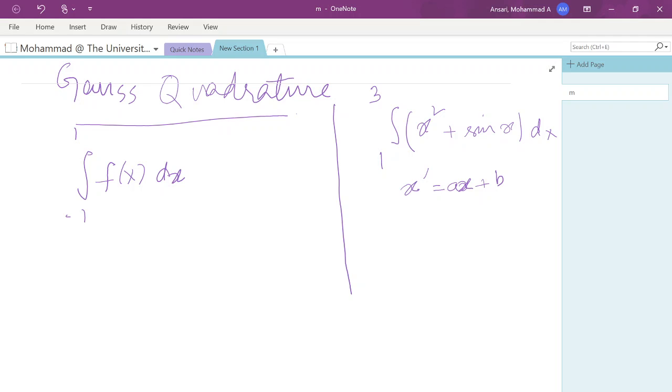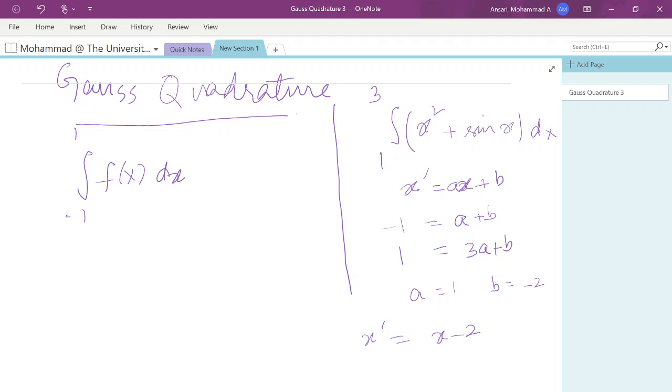So for example, I want x prime to be -1 when x is 1, so a plus b, and I want x prime to be 1 when x equals 3, so this is like 3a plus b. Now you can solve these equations for a and b. You can just add them up and then subtract them. So you get a equals 1, b equals -2. Is it correct? Yes, this makes sense. So now using the transformation x prime equals x minus 2, you can get this into this form.